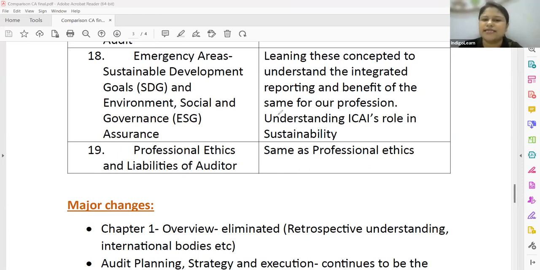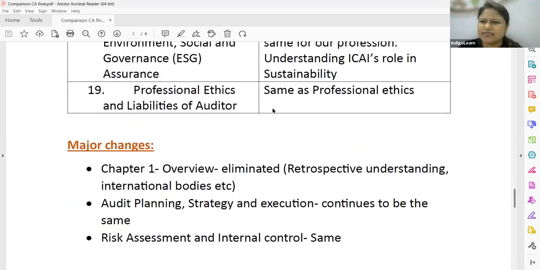Then we have professional ethics and liability of the auditor, which will continue to remain the same. So where you're going to study part 1, part 2, the schedules, the council general guidelines, okay, about write-ups, advertisements, all of those will continue to remain the same. And liabilities of the auditor is being included as part of this chapter.